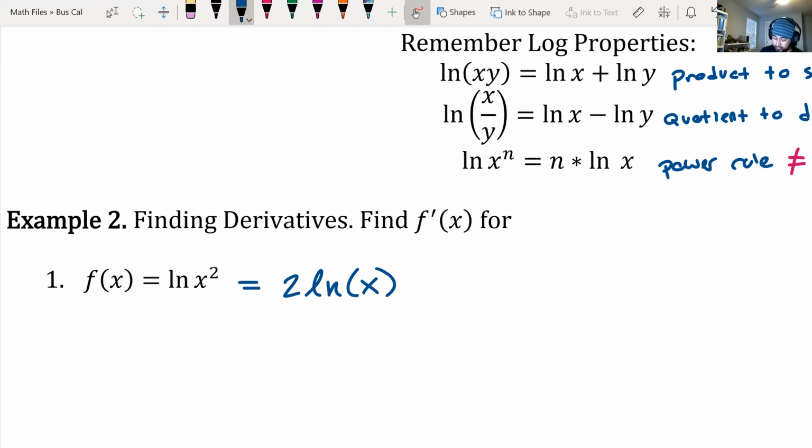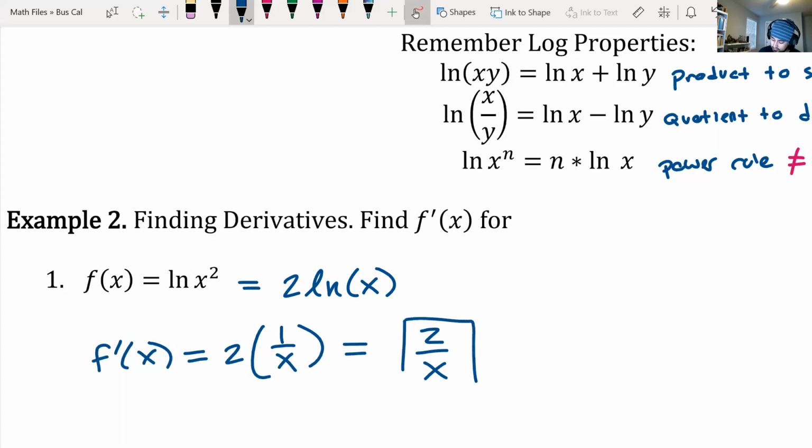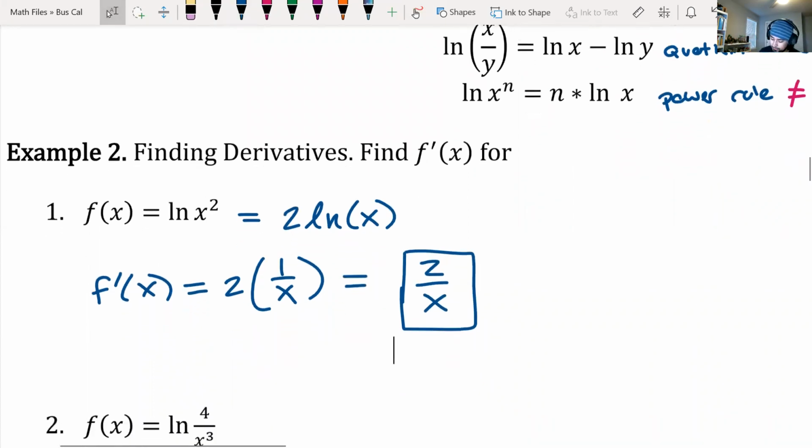Now we are ready for the derivative, f prime of x, and you'll get 2 times, and what is the derivative of the natural log of x? 1 over x. And our answer is 2 over x. That's it. Any questions on that? All right.